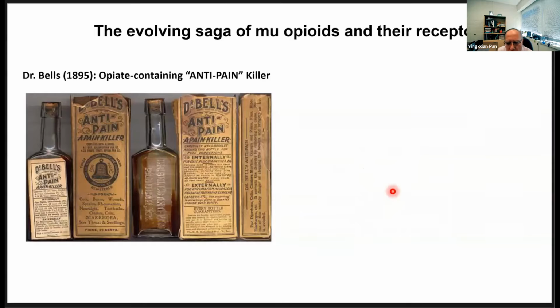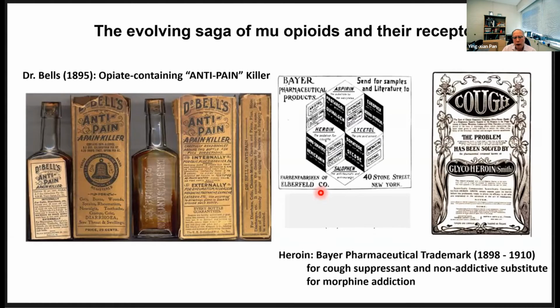This was one of the earliest anti-pain medicines, made by Dr. Bells in 1895. The main components were extracts from opium, containing morphine, heroin, and other opiates. In 1898, Bayer marketed heroin as a cough suppressant and a non-addictive substitute for morphine. At that time, they didn't know heroin has more abuse potential than morphine. It was short-lived and off the market.